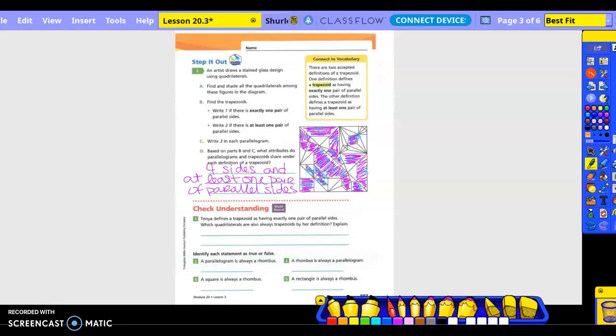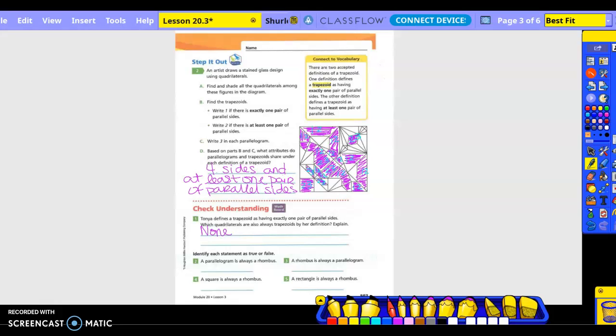Okay. What else? Could there be anything else? No, because you have the rhombus, but it has two pairs of parallel sides, right? You have a rectangle, but it has two pairs of parallel sides. You have a square, but it has two pairs of parallel sides. So none. Okay. And then we just explain that, right?